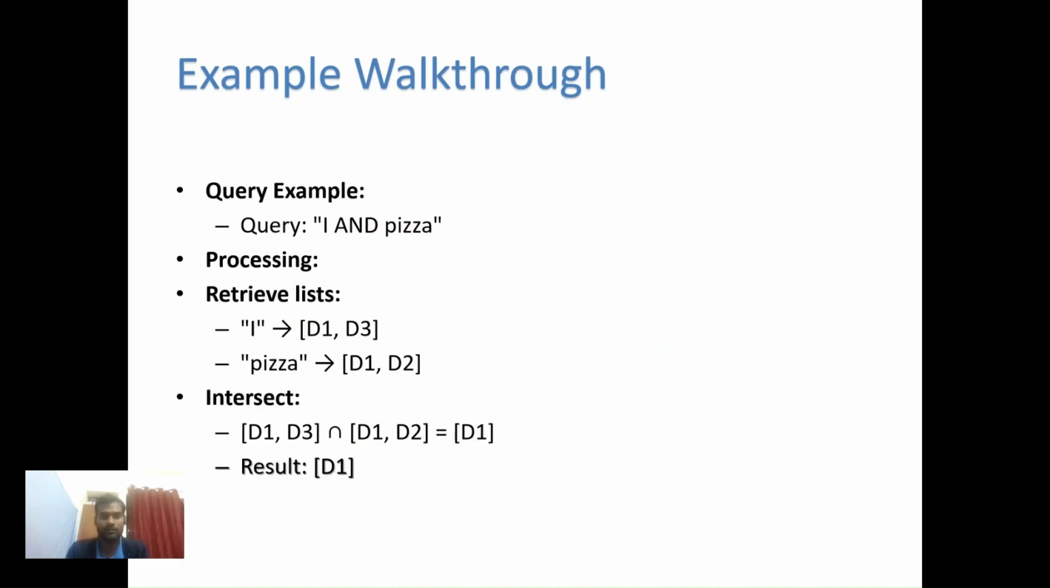So let's say there is a query I and pizza. So we do processing, searching for I and pizza, and we retrieve the corresponding lists of document IDs which contain these words. Here I was in D1 and D3, and pizza was in D1 and D2. So we have to show the result which has both these words. So we do the intersection of both the lists, and we found that D1 is common in both. So we show the result as D1.